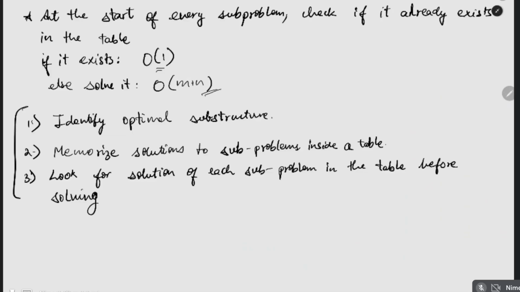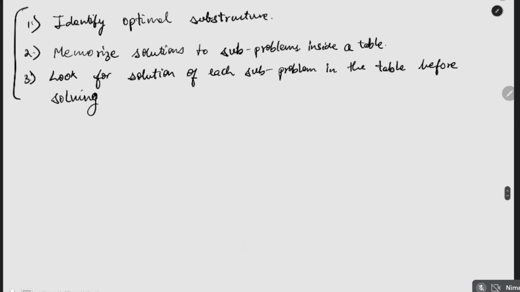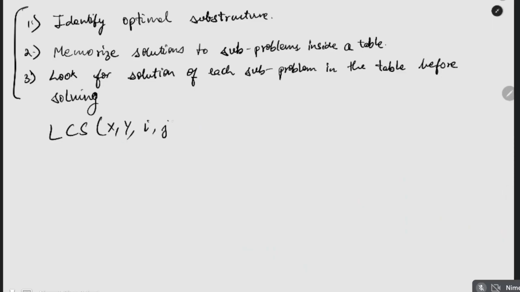So these are the main ideas that we again use for LCS as well. And after applying these tricks, the LCS algorithm starts as: if the current value of the C matrix for i comma j indices is nil.